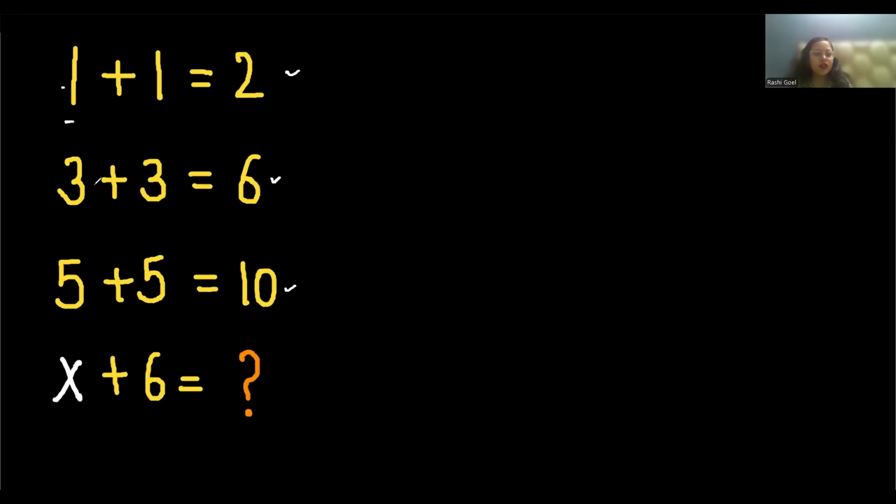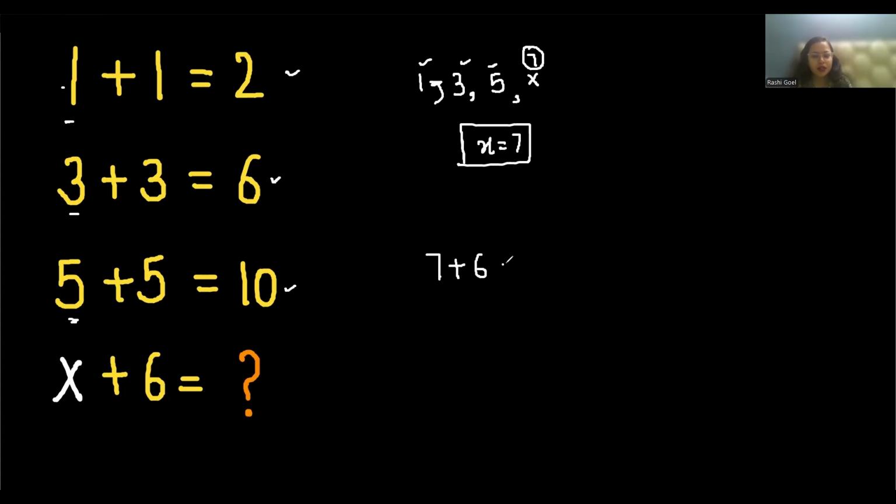Now if we see the first digits 1, 3, 5, we can see that they are odd numbers. So after 5, what is the next odd number? That is 7. So what is the value of x? 7. So it becomes 7 plus 6, that is 13. So what replaces the question mark?